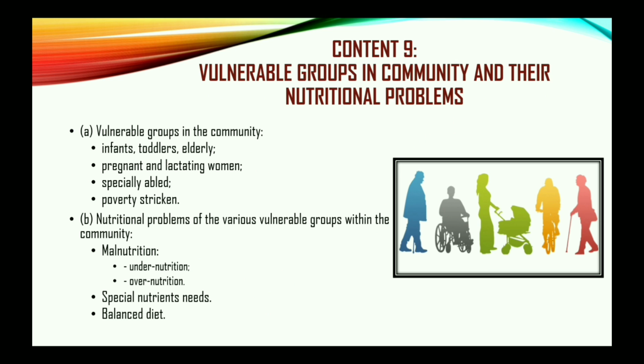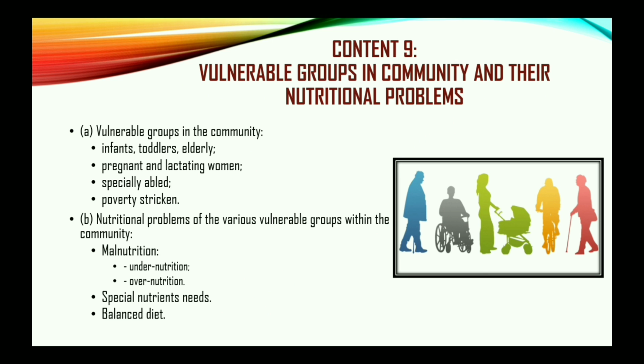Now, the vulnerable groups in the community are infants, toddlers, the elderly, pregnant and lactating women, the specially abled, and also the poverty stricken. Now, when we speak of the specially abled, we're talking about persons who have special needs. Good. So persons who may not be able to walk, persons who are not able to see or to hear, poverty stricken persons who cannot afford certain types of food, and also pregnant and lactating women, those who are with child, and also those who are breastfeeding.